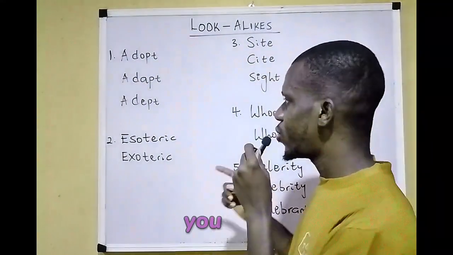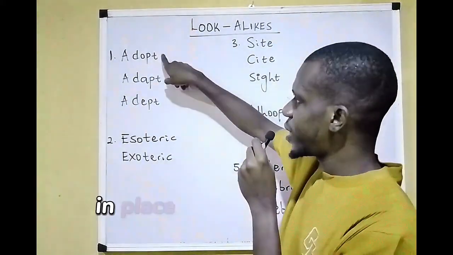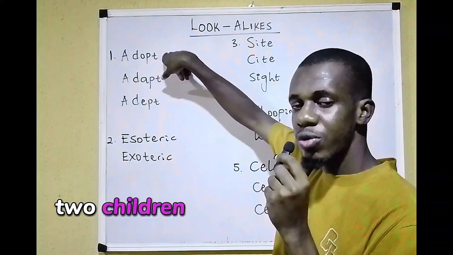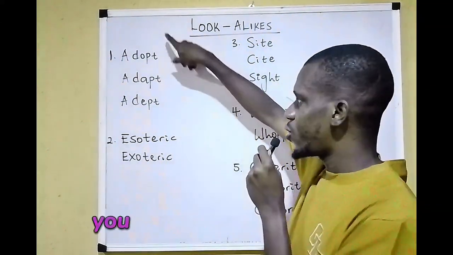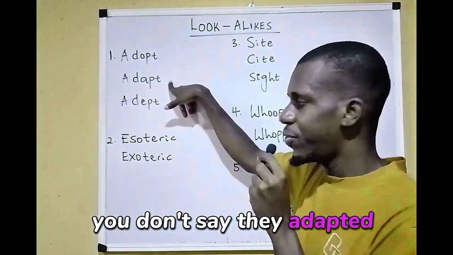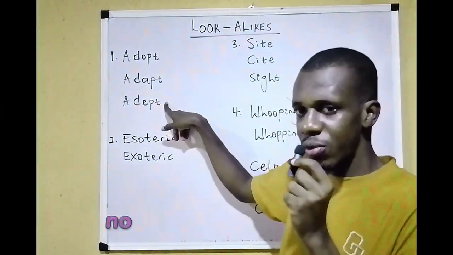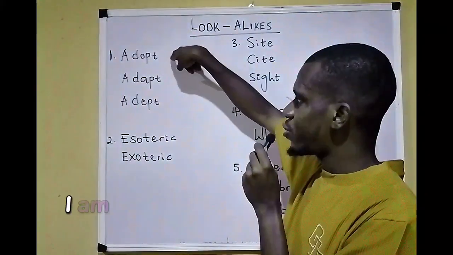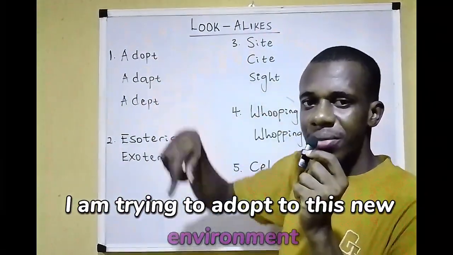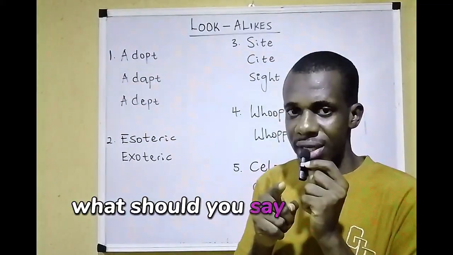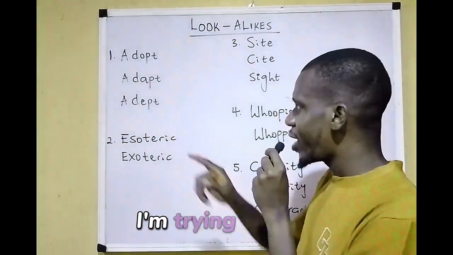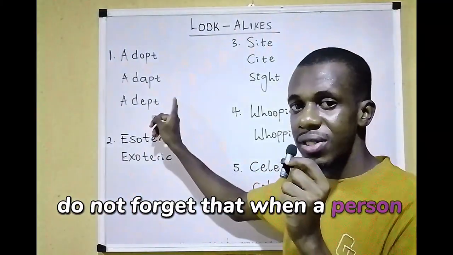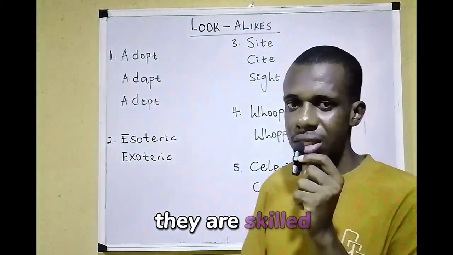So in place of saying a family adopted two children from the orphanage, you don't say they adapted. No, you say they adopted. You should not say, I am trying to adopt to this new environment. No, that's wrong. What should you say then? Very good. I'm trying to adapt. So do not forget that when a person is described as adept, they are skilled.